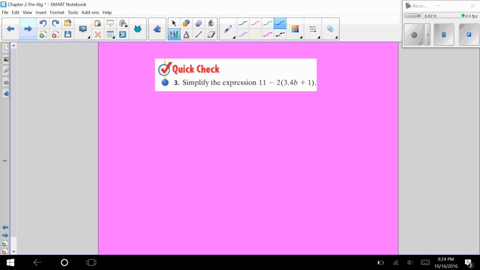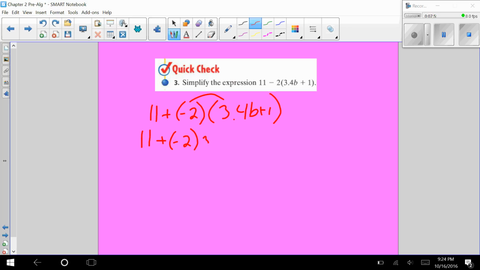Now your turn to try. Simplify the expression. 11 minus 2 times 3.4b plus 1. Remember, your first step is to rewrite it as a sum. So 11 plus negative 2 times 3.4b plus 1. Now we distribute. My 11 just hangs out front for now. Negative 2 times 3.4b plus negative 2 gets multiplied by that 1.